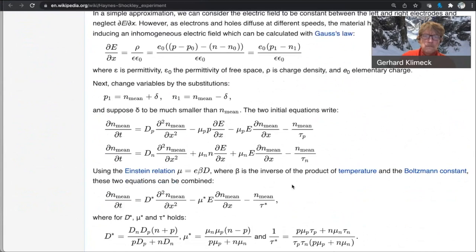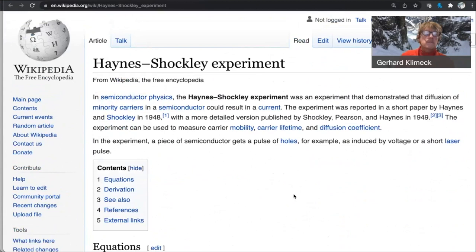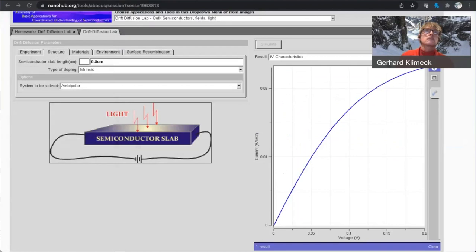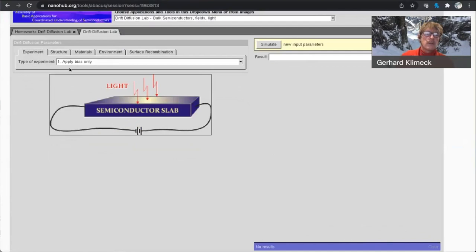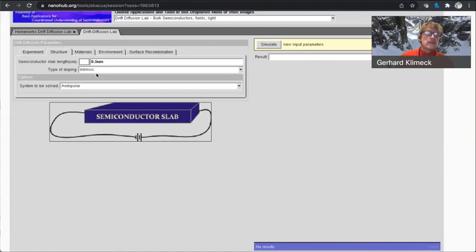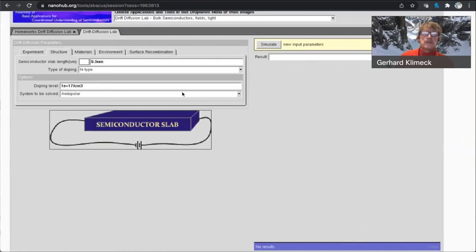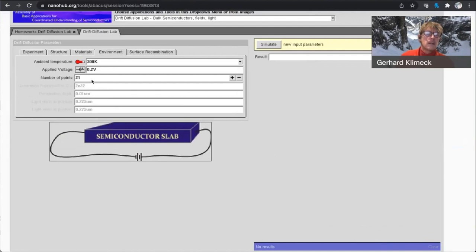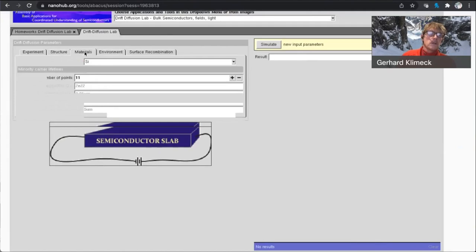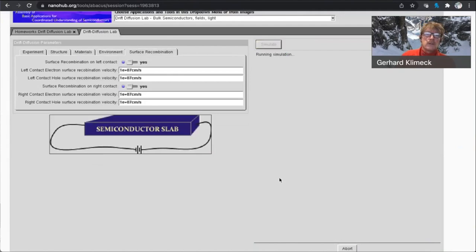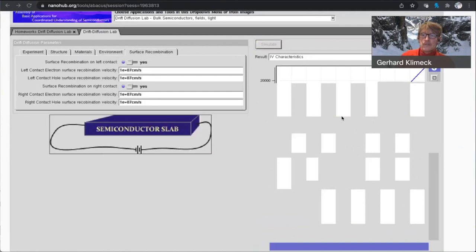So let's set this up. Here, all of this. So we're just talking about a one-dimensional problem. We're going to look at applied bias. We're going to look at an n-type semiconductor. This is reasonably low doping. I'm going to apply a small voltage. Leave everything else intact. And run this. And we should roughly see a linear behavior. So here's the resistive type behavior that I would expect.